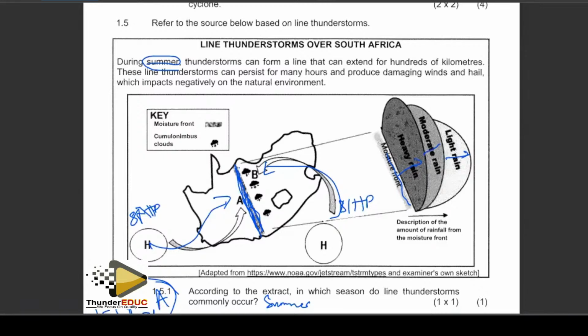The question requires us to give a justification as to why there's heavy rainfall closer to the moisture front. I'll try to explain this by means of a simple illustration so that it becomes clear why there is heavy rainfall just immediately to the east of the moisture front.